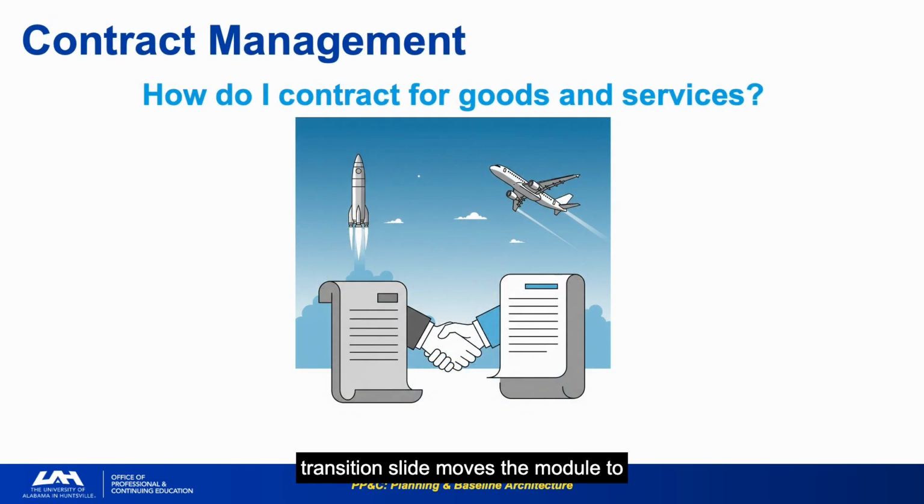This transition slide moves the module to contract management, the discipline that governs how NASA acquires the contractor capability that executes the vast majority of program work. NASA contracts out approximately 80% of its work. This means the contract management function holds the greatest potential for PP&C impact. Most program dollars flow through contracts, and the contract terms determine how those dollars can be tracked and managed.